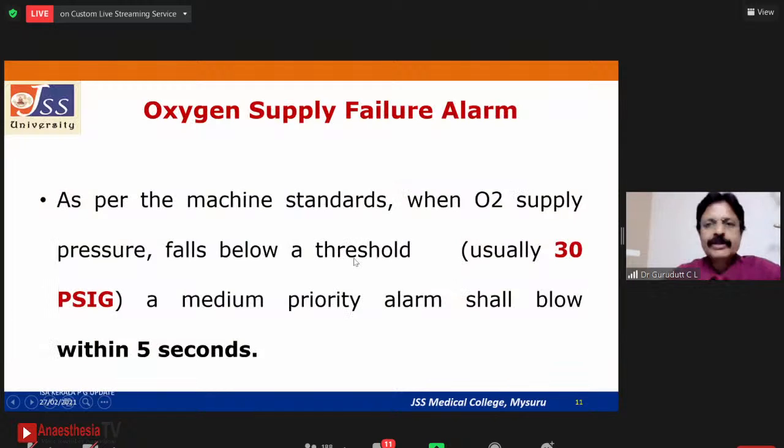Now coming to the other part of the intermediate pressure system, this is called the oxygen supply failure alarms. The machine standards dictate that when oxygen supply pressure falls below a threshold, usually about 30 psig, a medium priority alarm shall blow within 5 seconds. So these are the standards.